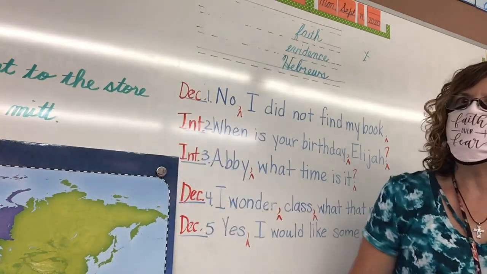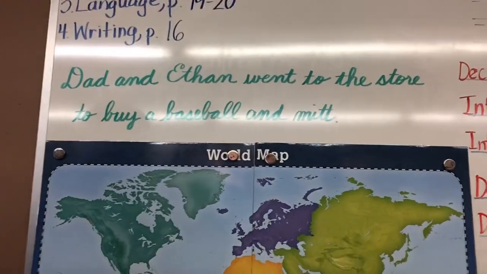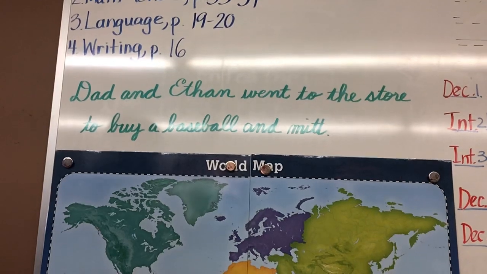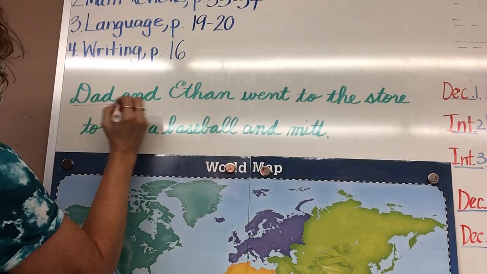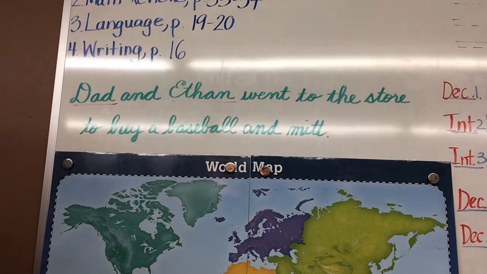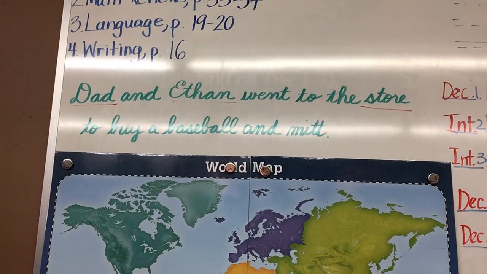Alright, so let's read this sentence on the board over here. Let me move the camera a little bit. Alright, and this sentence says, everybody, Dad and Ethan went to the store to buy a baseball mitt. Alright, so, looking at that sentence, let's start with person. Do you see a person in there? Dad and Ethan. You see two. You see Dad and you see Ethan. Alright, let's go with a place. Do you see a place? Store. Store is a place. Alright? And do you see a thing?